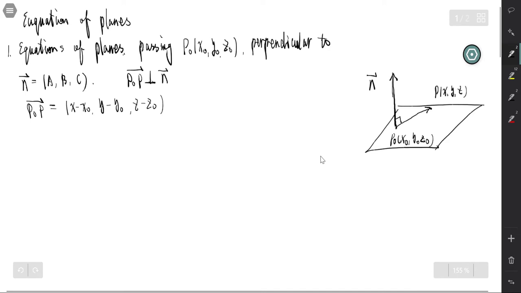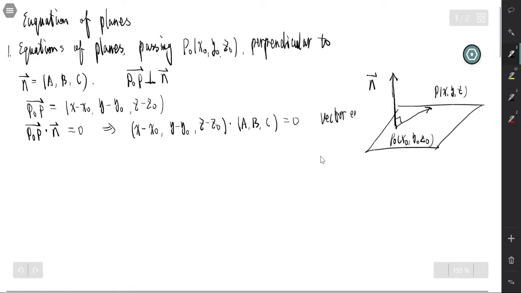Because P is any point, and this vector should be perpendicular to n, their dot product should be equal to zero. That means (x minus x naught, y minus y naught, z minus z naught), the coordinates of P minus P naught, dot (A, B, C) equals zero. We call this equation the vector equation of the plane.